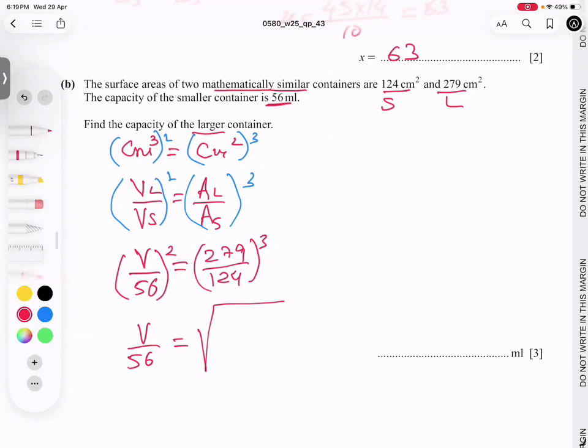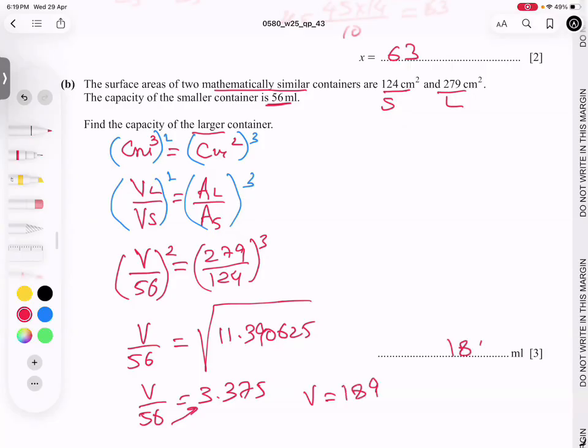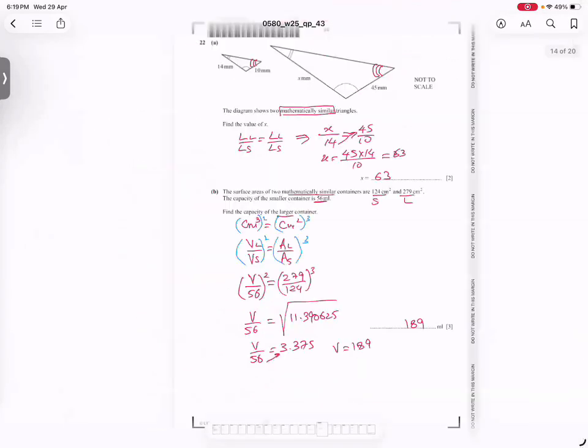So I'm getting inside 113, okay, 11.390625. And I take the root of this, students. So I'm getting here V of small is equal to 3.375, and multiply by 56. So I'm getting here the volume of large is 189. I'm sure you got the point very well, and the question is completely clear.